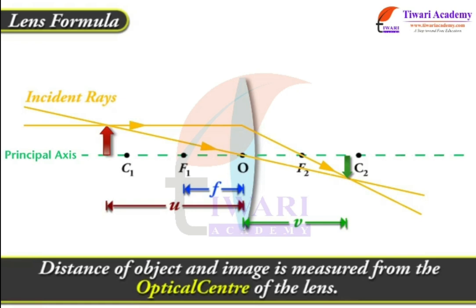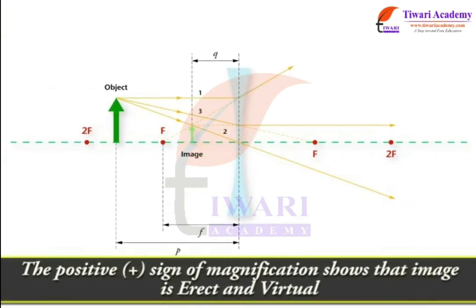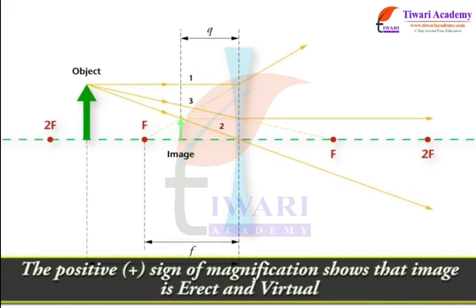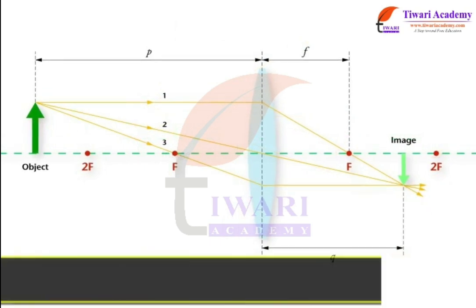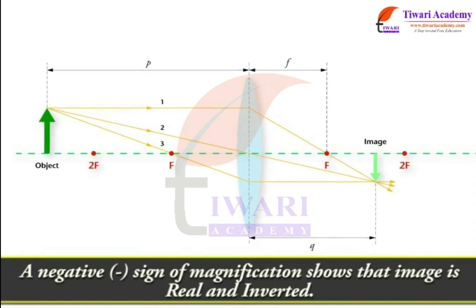Distance of object and image is measured from the optical center of the lens. The ratio of height of image and that of object, or ratio of distance of image and distance of object, gives magnification. It is generally denoted by M. The positive sign of magnification shows that image is erect and virtual, while a negative sign of magnification shows that image is real and inverted.